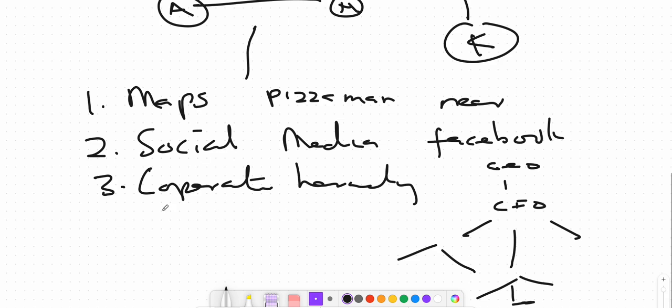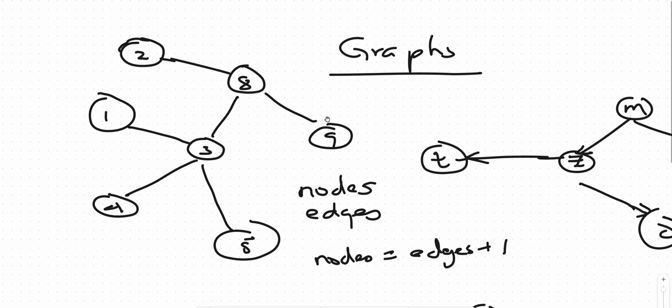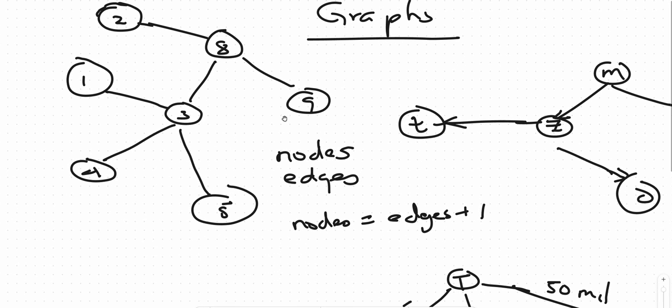LinkedIn connections are there, and recommendations, right? E-commerce recommendations are there too. That is graph data structure, you know what it is.